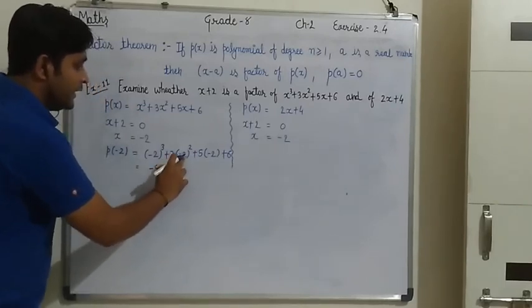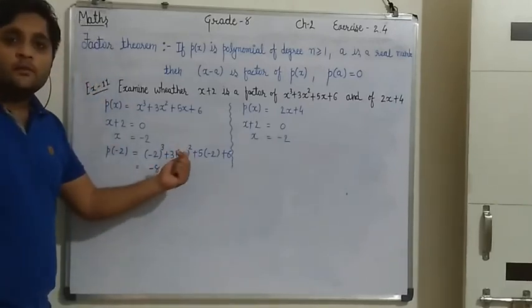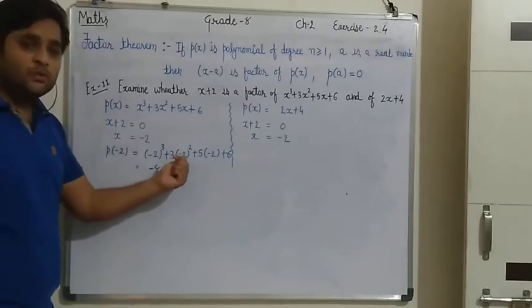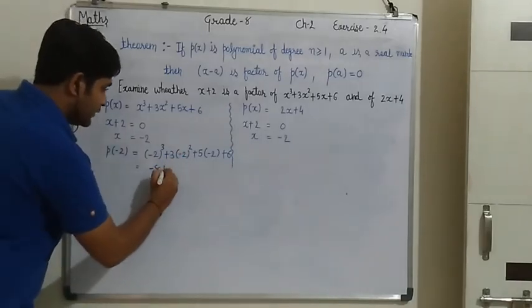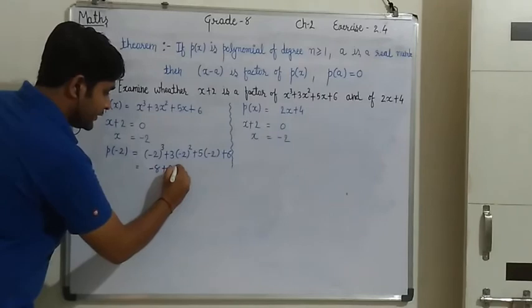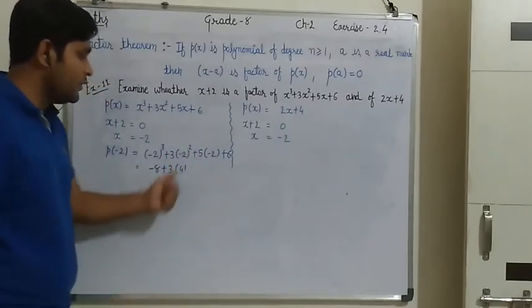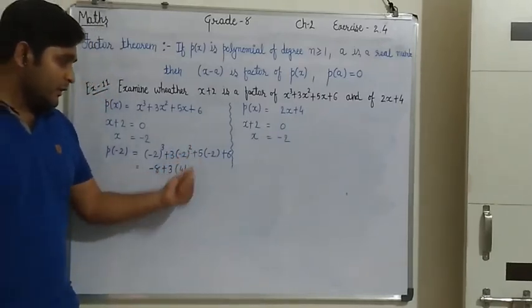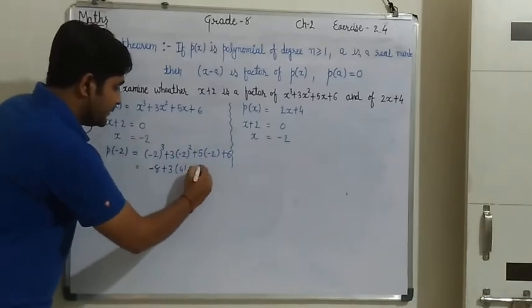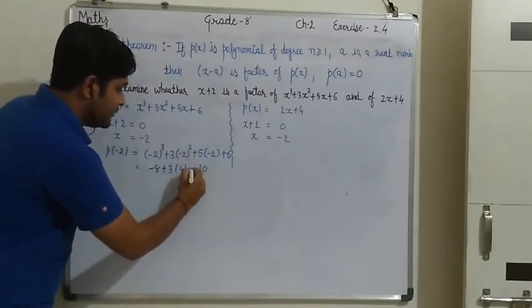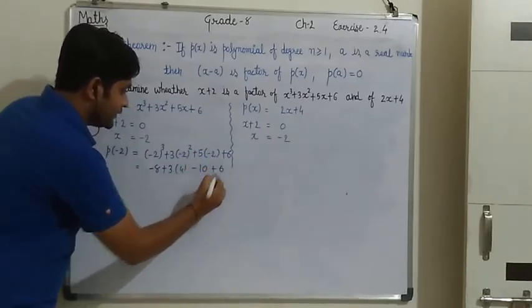Here 3, and minus 2 square. Power is even, so the answer is 2 squared, 4, and it is plus 4, because the power is even. Now 5 times minus 2 is minus 10. Plus 6.